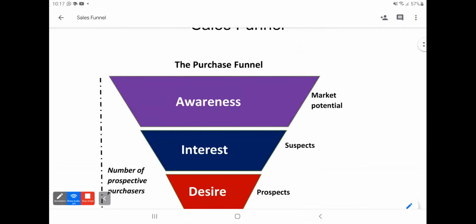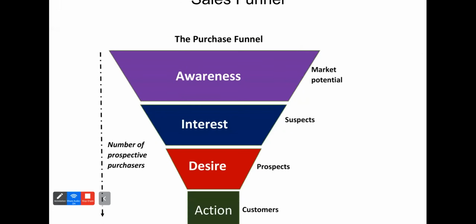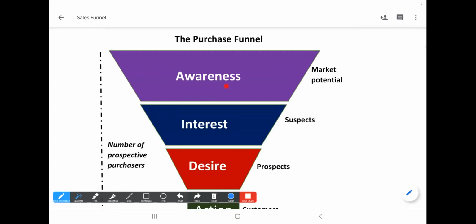I said at the top of the sales funnel, which is also your purchase funnel, is the awareness stage, which constitutes all the people that are aware that you are in business and know what you sell. They know what you are into, but we don't know whether they will buy or not. That is where your market potential is. Further down the funnel, you have those that have interest in your business. At the awareness stage, everybody knows you exist and what you do, but it doesn't mean they are interested.